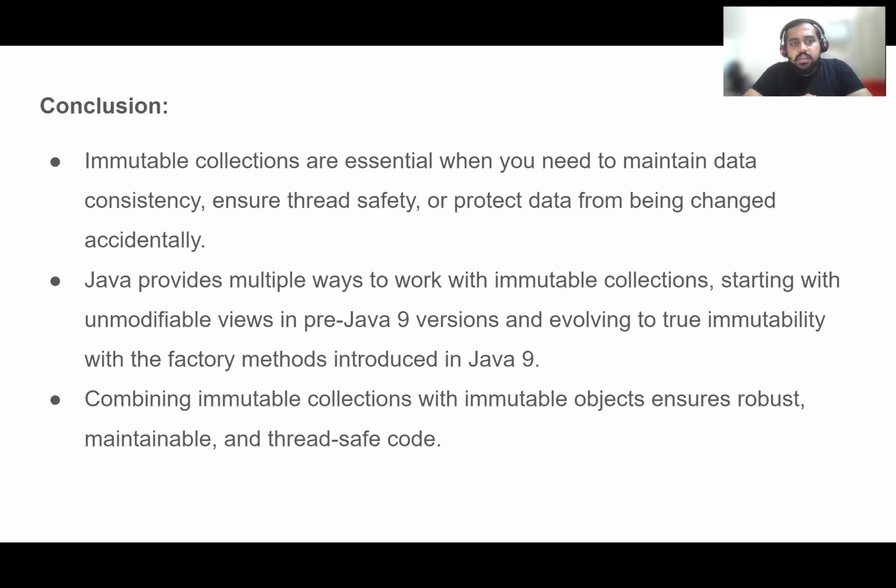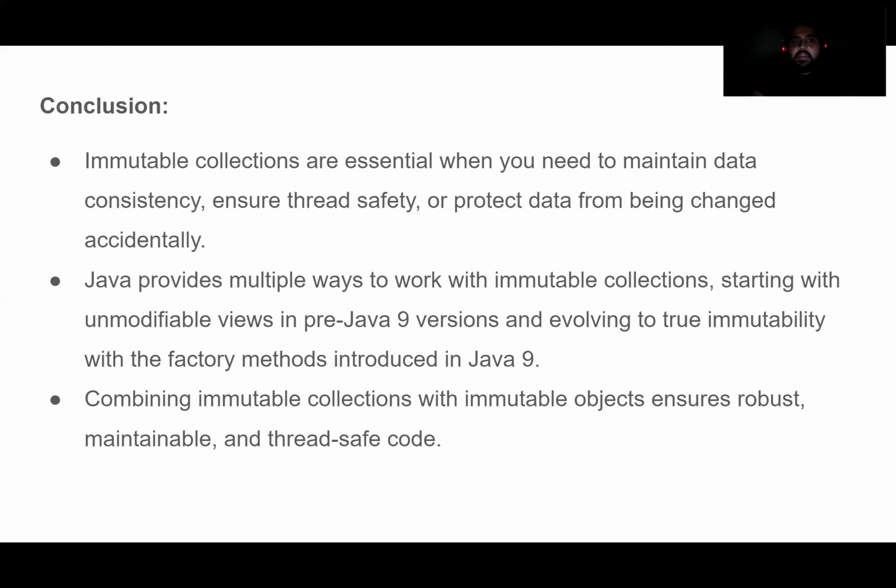Let's see a conclusion. Immutable collections are essential when we need to maintain data consistency, ensure thread safety, and protect data from being changed accidentally. So it will prevent accidental change of data. Java provides multiple ways to work with immutable collections, starting with unmodifiable views in pre-Java 9 versions and evolving to true immutability with the factory methods introduced in Java 9. Combining an immutable collection with an immutable object ensures robust, maintainable and thread-safe code.